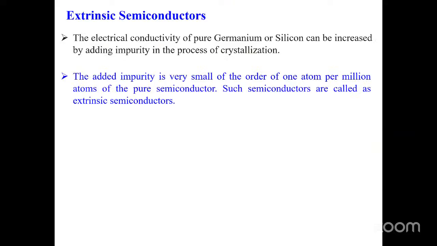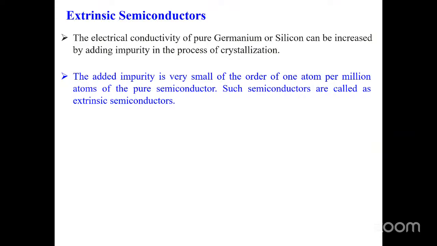Next is the extrinsic semiconductor. The electrical conductivity of pure germanium or silicon can be increased by adding impurities in the process of crystallization. In a pure semiconductor there is an equal number of electrons and holes. But for any current conduction purpose, it needs a larger number of free electrons. How is it possible? By adding impurities to the pure semiconducting material. Adding impurities to the pure semiconductor is nothing but doping.